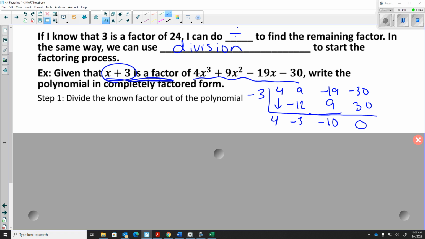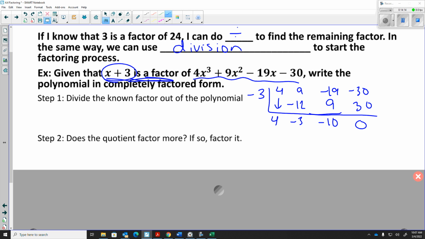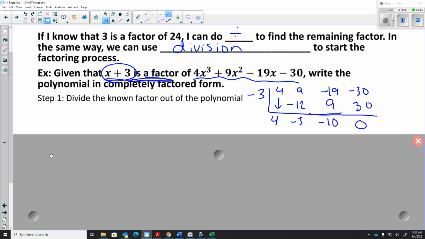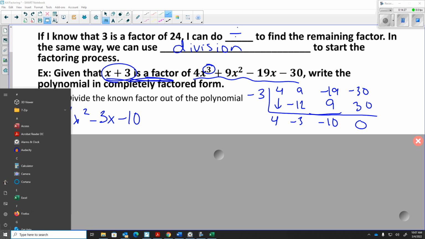You remember how to write the quotient? 4x squared minus 3x minus 10. Because remember, it's got to get bumped down 1 degree. So it was a 3rd degree. It gets bumped down to a quadratic now.